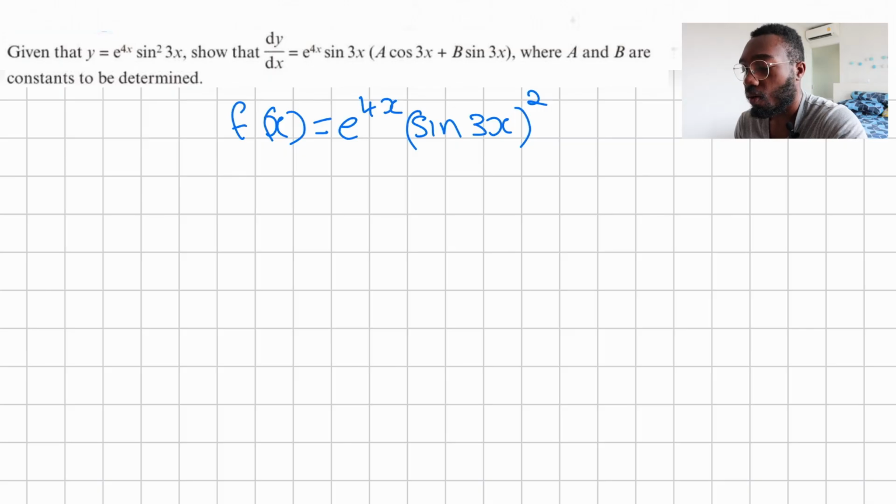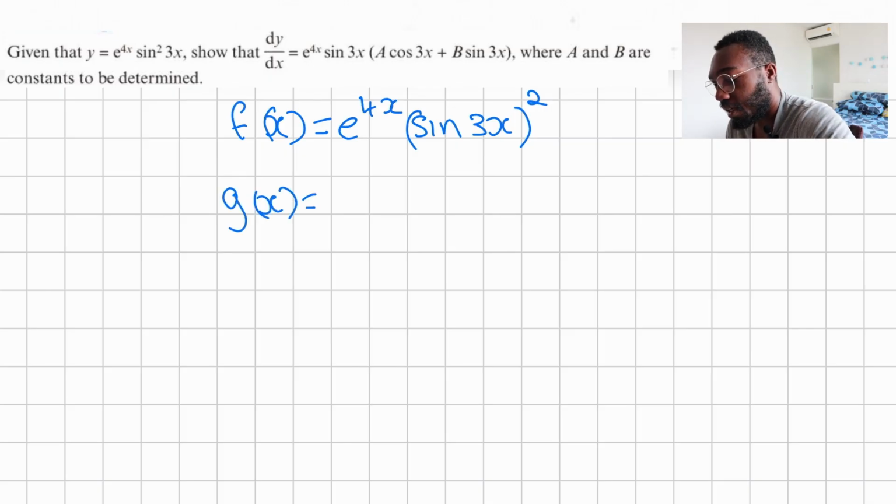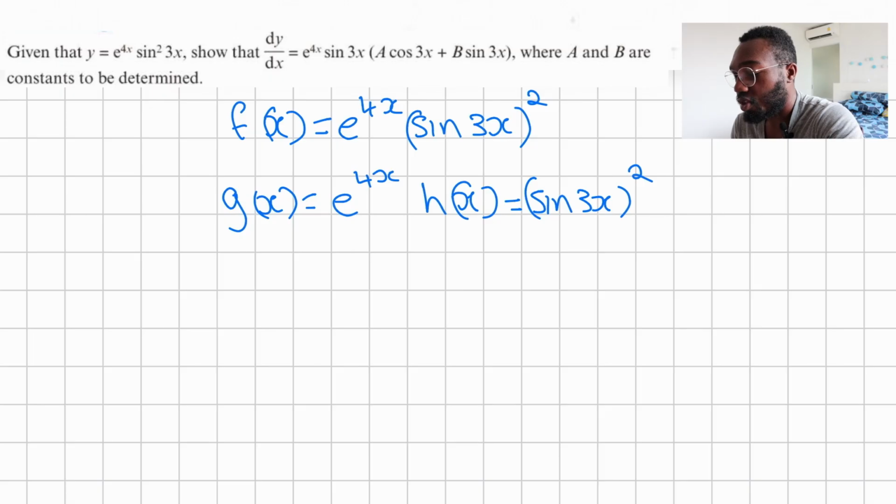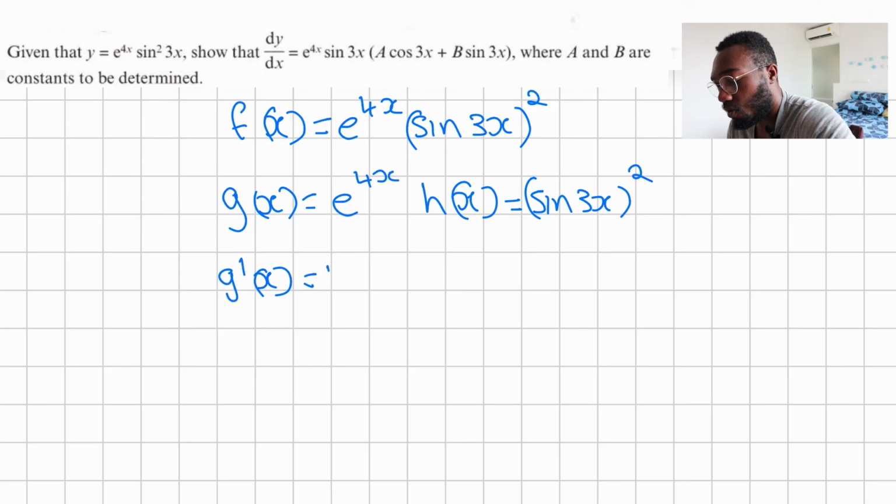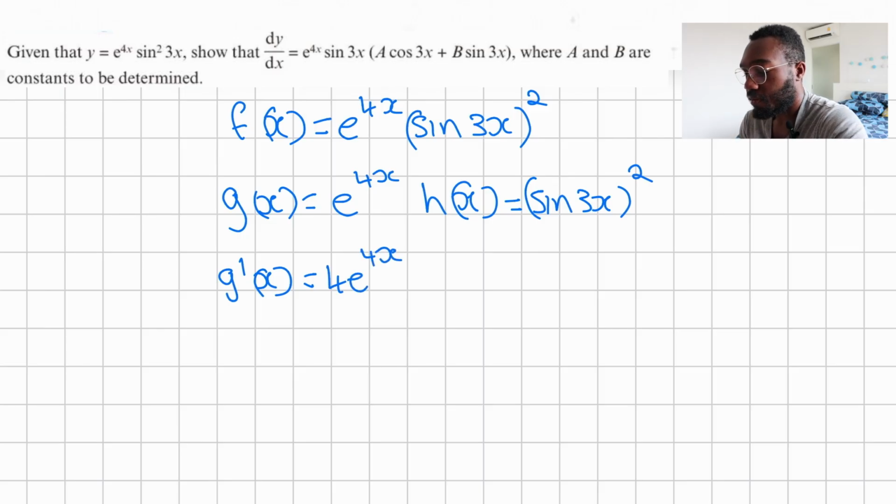So now that we have this, well, we can let g of x be e to the 4x, and h of x can be sine 3x squared, okay? So now if we differentiate this, well, we get g dash x, that would just be 4e to the 4x, okay? h dash x is a bit more tricky. But with h dash x, well, we can use a chain rule as well to differentiate this. So I'm going to do the chain rule, but just in my head.